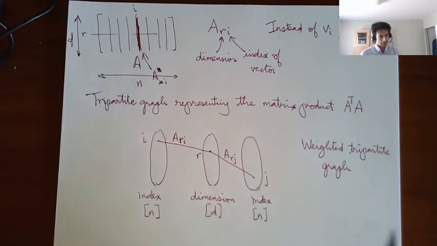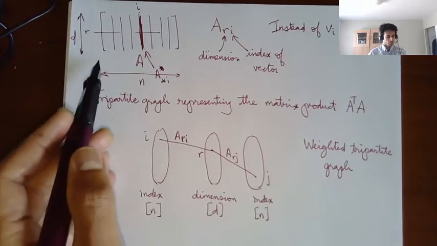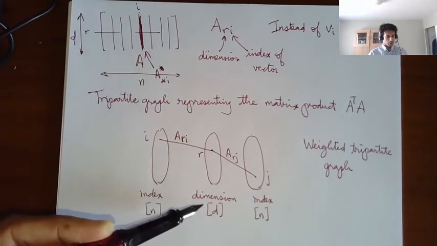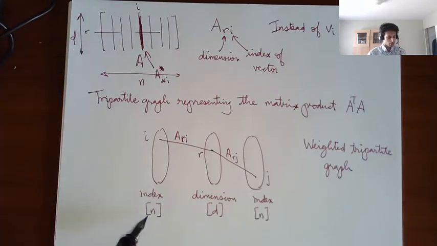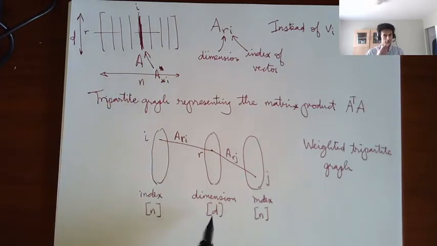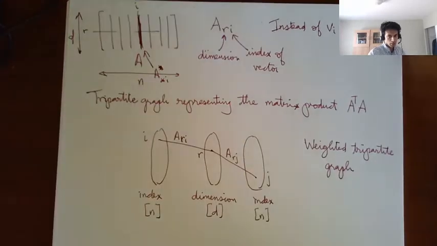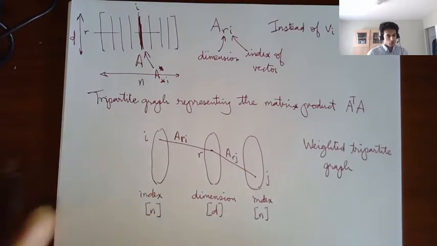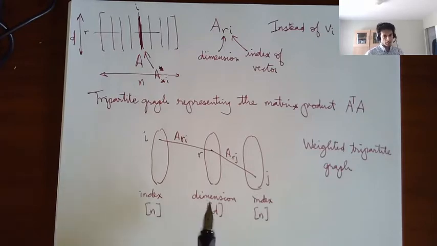Now my tripartite graph is going to have three sets: an index set, a dimension set and an index set. The index set has n vertices labeled 1 to n, the dimension set has d vertices labeled 1 to d, and this is again a set of n vertices labeled 1 to n. So this is my vertex set. Now I'm going to construct edges between the indices and the dimensions.